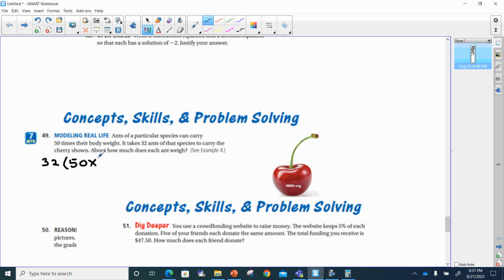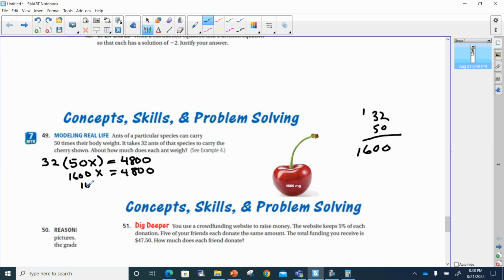And this was 50 times their body weight, so that's X. That's got to equal 4,800. 32 times 50. Let's see, 32 times 50. It's going to be, well, the 0 goes there. There's a 0 here, carry the 1. That's going to be 1,600. So we're going to have 1,600X equals 4,800.